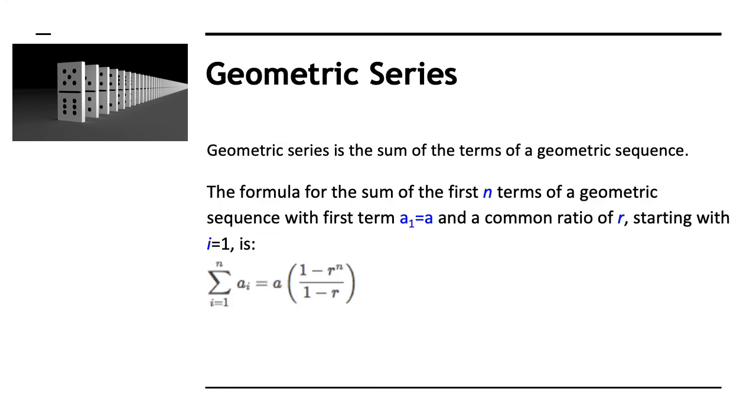Just like an arithmetic series is the sum of the terms of an arithmetic sequence, a geometric series is the sum of the terms of a geometric sequence. For a geometric sequence with the first term a sub 1 equals a and a common ratio r, the sum of the first n terms is given by the following formula.